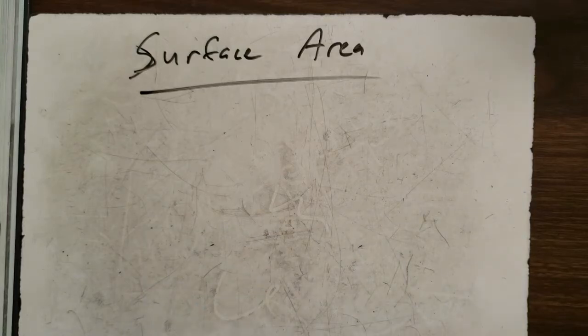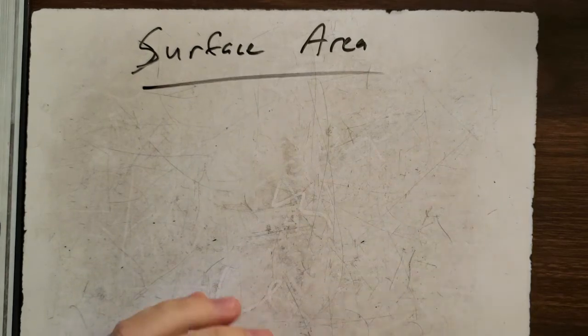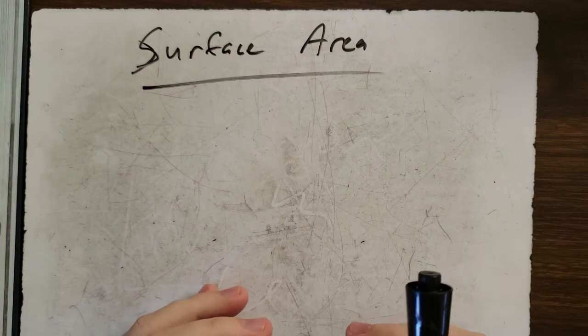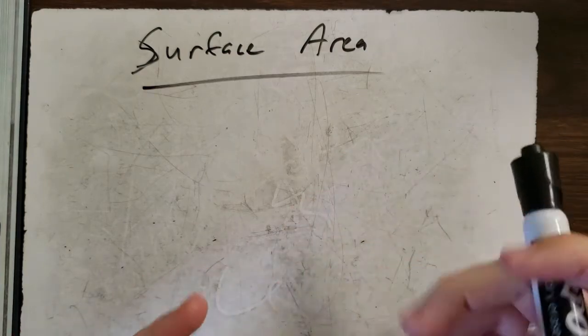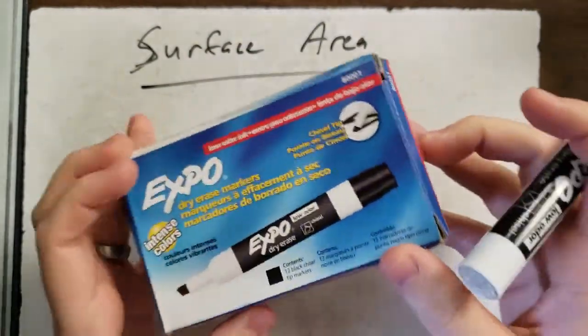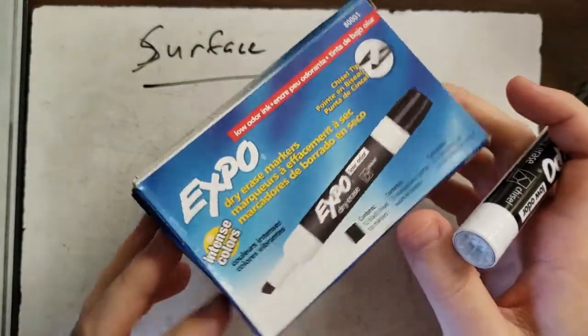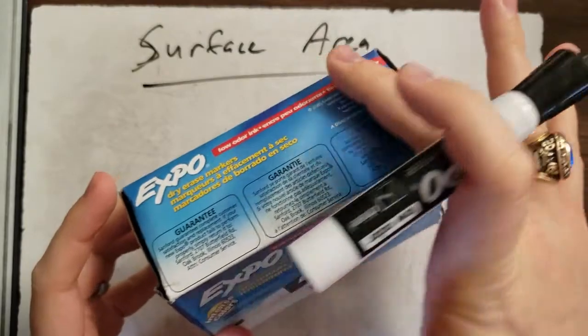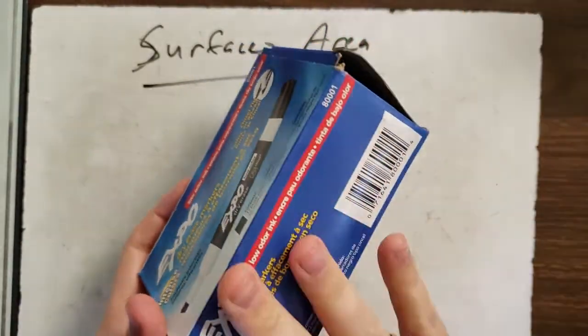All right, today's topic is about surface area. Now, we're getting into 3D geometry, okay? Surface area is basically measuring the outside of a three-dimensional shape. So, for example, if we took this box here, the surface area would be all the outside of it, okay?